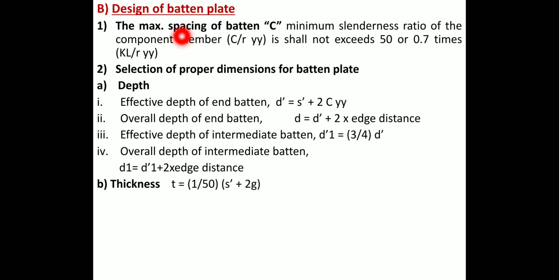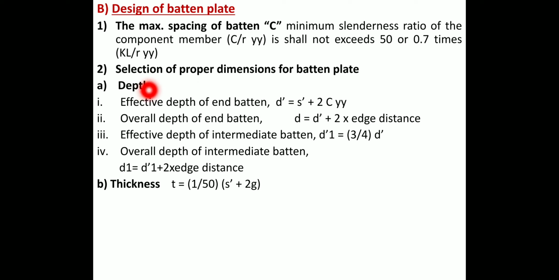Here under the design of batten system, first find out the maximum spacing between the battens, denoted by the letter C. The minimum slenderness ratio of the component, that is C divided by r minimum about y axis, shall not exceed 50 or 0.7 times the effective slenderness ratio, that is KL by ryy.